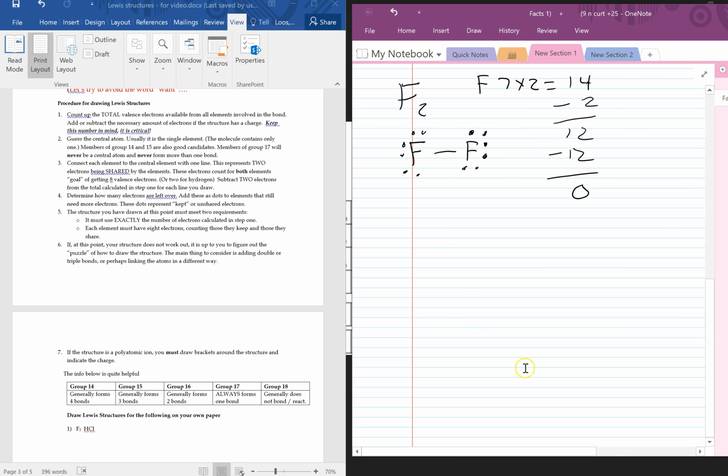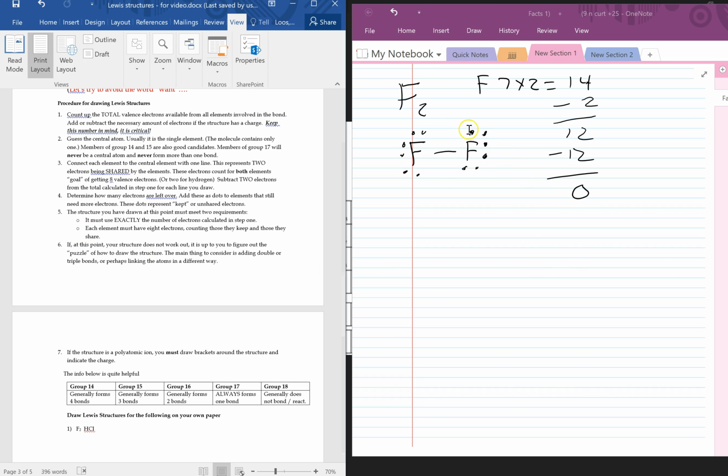Now this is the critical step right here. Step 5 is the thing you want to check for whenever you draw Lewis structures. Your picture must meet this first bullet: it uses exactly the number of electrons calculated in step 1, and then each element must have 8 electrons, including those they keep and those they share. You might want to add a little note here: if we're talking about hydrogen, hydrogen only wants 2. So be careful with that. Remember that hydrogen is an exception.